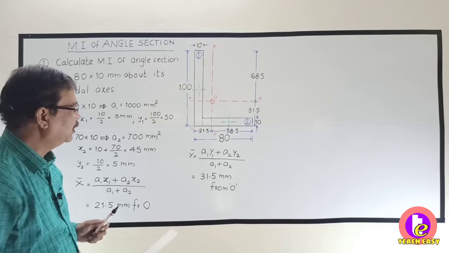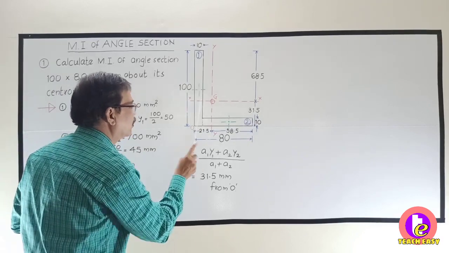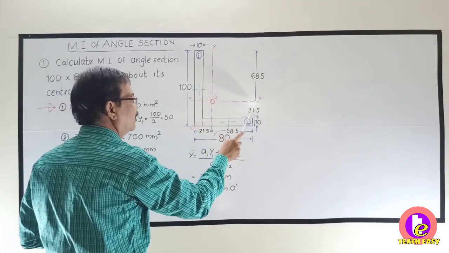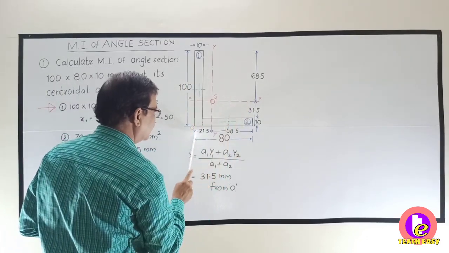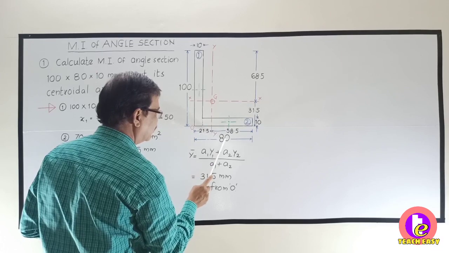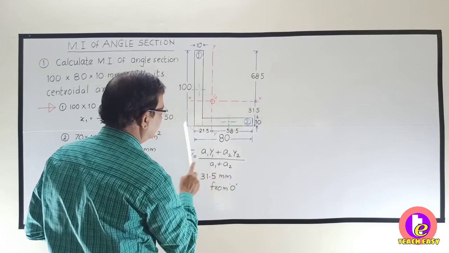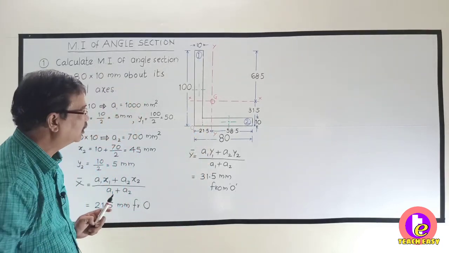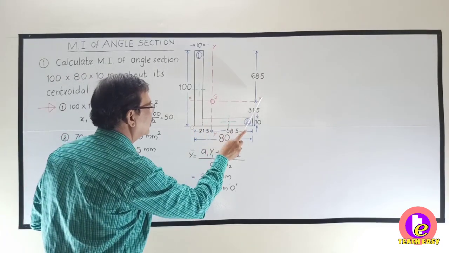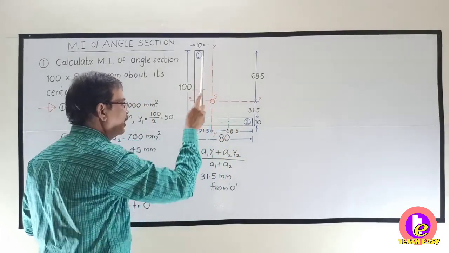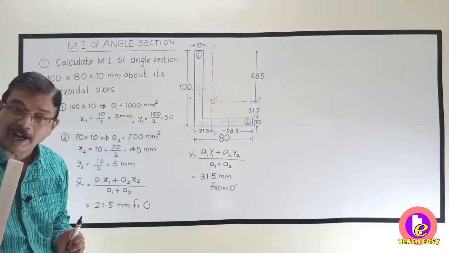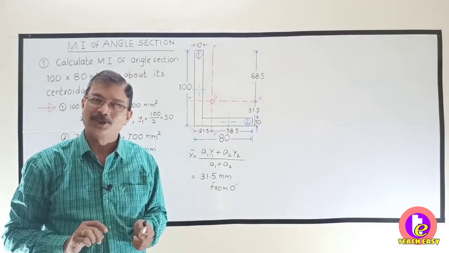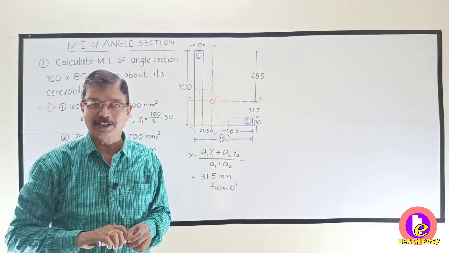So this distance is 31.5, and the remaining distance is 100 minus 31.5. Here this is 21.5, and the remaining distance will be 80 minus 21.5. So it is calculated in this manner. This is the centroid of the section. The horizontal axis passing through the centroid is xx and the vertical axis passing through the centroid is yy. So this is how we have to calculate the position of the centroid. Have you followed how to find out the position of the centroid?